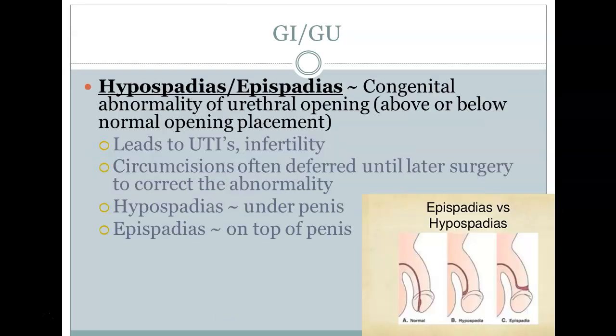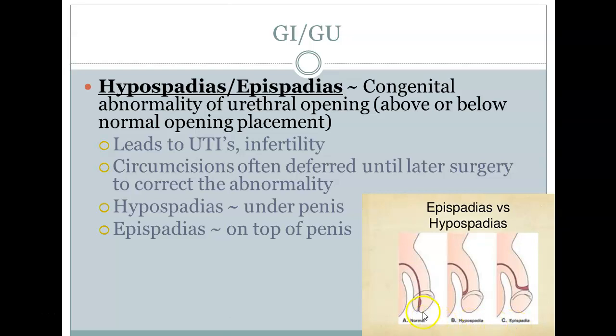Another thing that goes into the GI and GU is when we're talking about the penis, we're talking about two conditions that can occur, a hypospadias or an epispadias. A hypospadias is when the urethral opening, which is normally at the tip of the penis, is now under the penis. And an epispadias is that it's now on top of the penis.